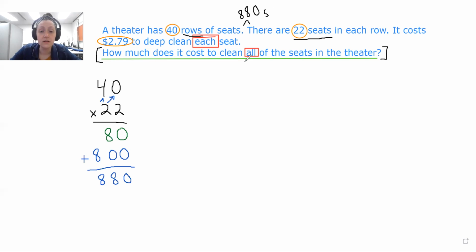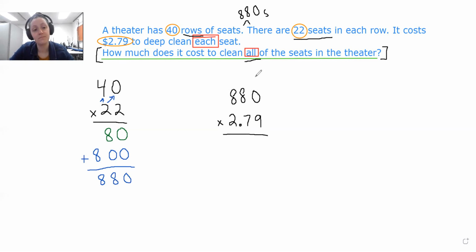So that right there tells me that I'm going to need to multiply my total number of seats by the cost to clean each seat. So I'm going to take 880 and I'm going to multiply it by $2.79. So this is what my problem is going to look like here. And I'm going to go ahead and multiply.